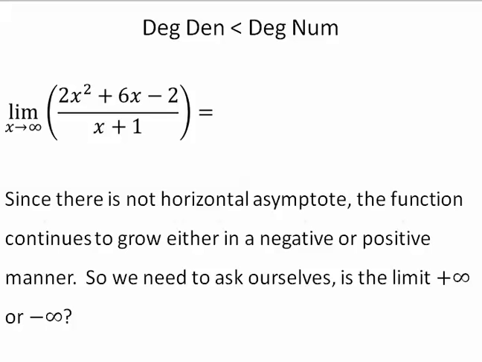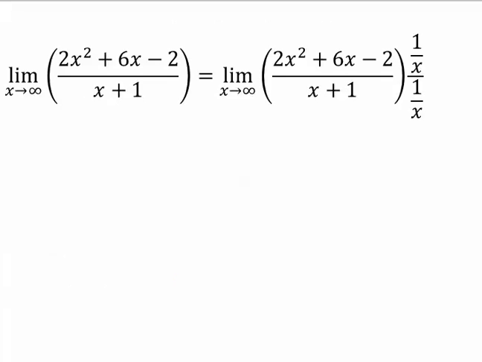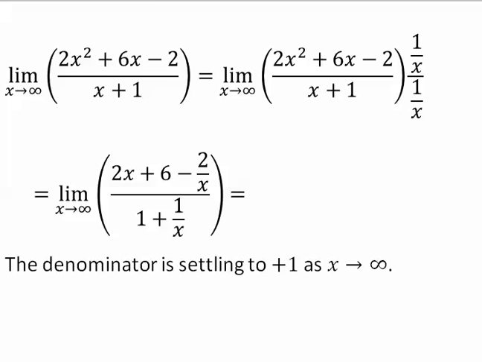Well, to analyze this, there's a few different ways you can do it. One way you can do it is look at the degree of the denominator. The degree of the denominator is 1. So we multiply the top and the bottom by 1 over x, because x is to the 1 power. So it takes a little bit of algebraic work here, but when we do the multiplication by 1 over x, we get this expression. Then we just use the fact that 1 over x is going to 0 and 2 over x is going to 0.